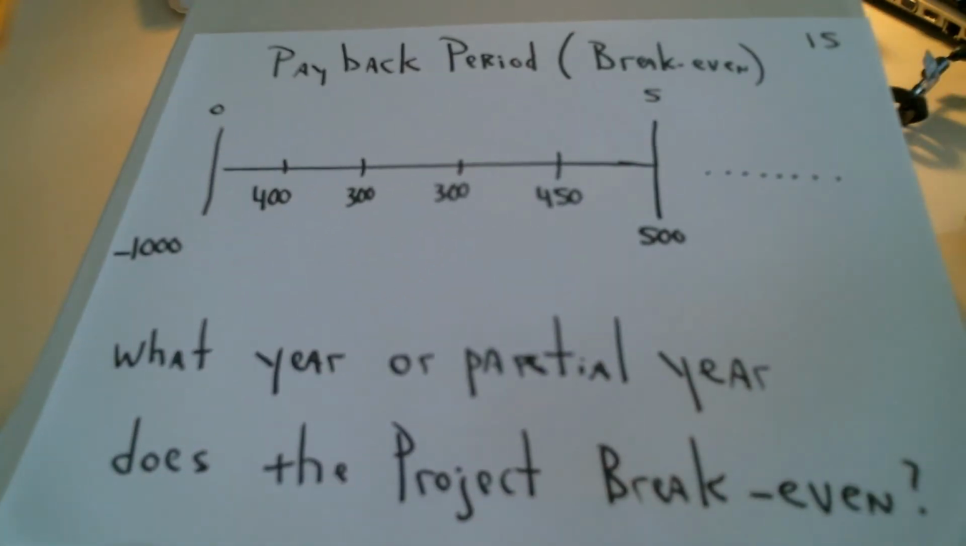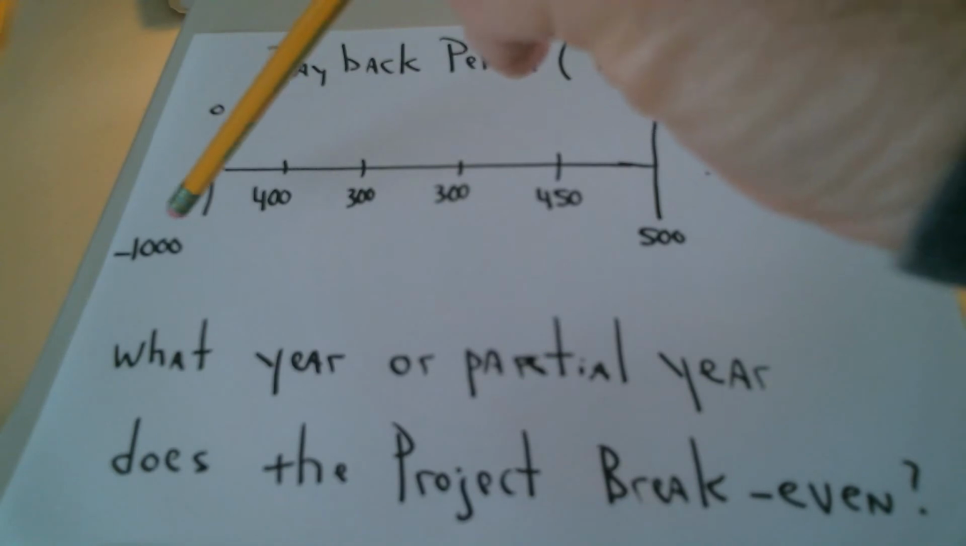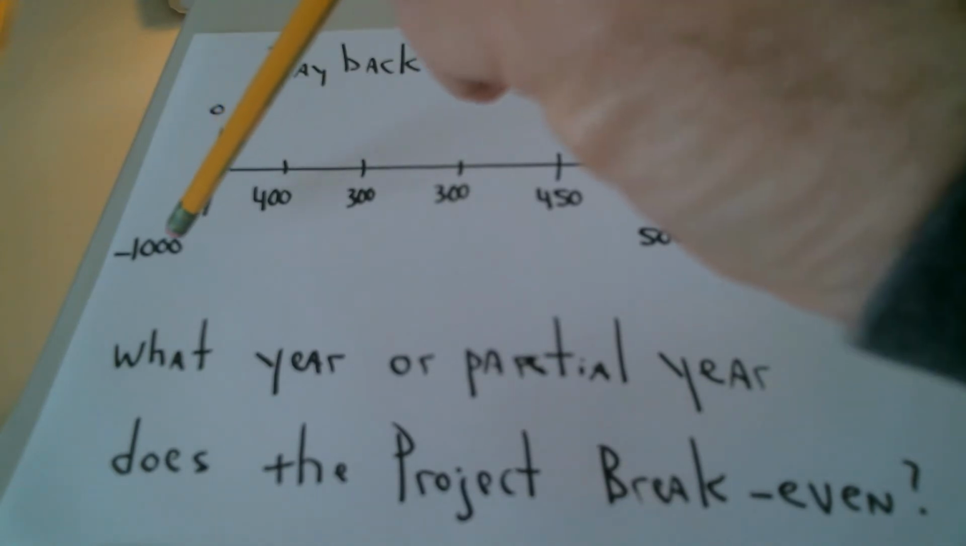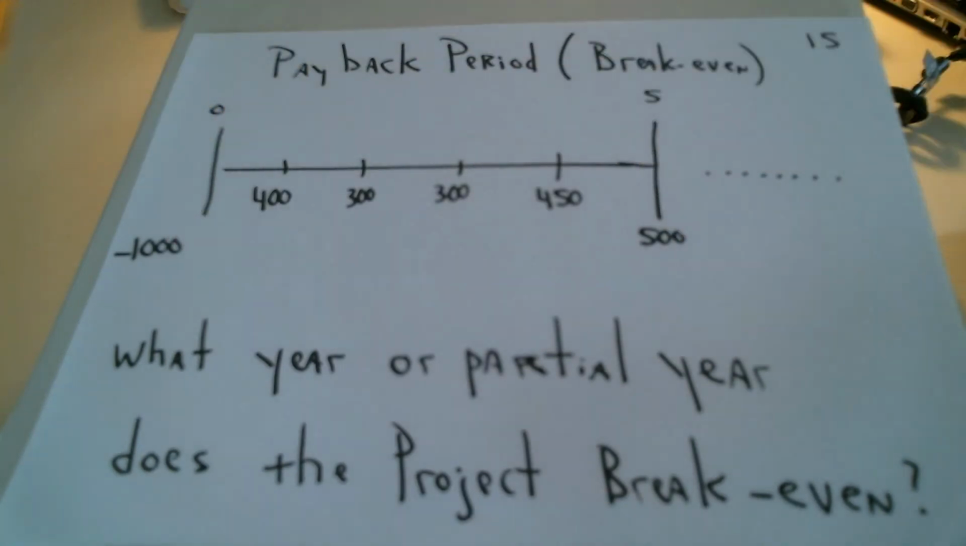Okay, so the fourth method we're looking at is called the payback period, or the break-even. Pretty simple. Essentially, you are looking at the point that you've received all the payments that you've laid out. In this example, you can even think of it this way: we are lending somebody $1,000, and they're going to pay us back.